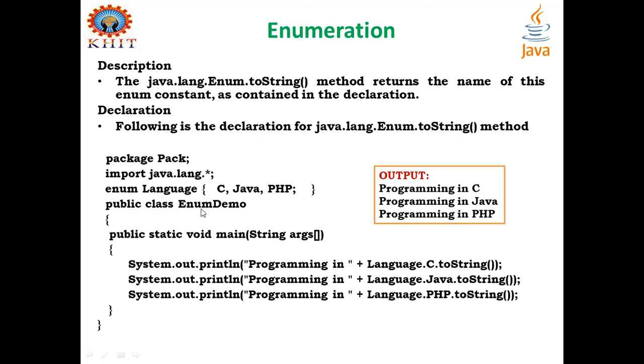And coming to this example point of view here, java.lang.Enum toString. Again, we are taking an example to understand this function, how it can be invoked from this package. This method returns the name of this enum constant as contained in the declaration, right? Here it is a declaration of this method. How, we're going to see here.